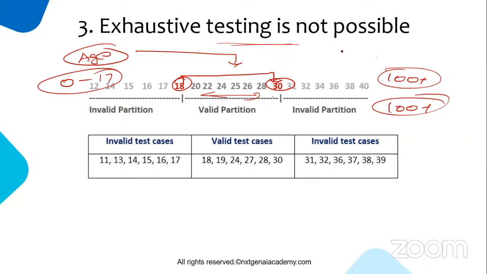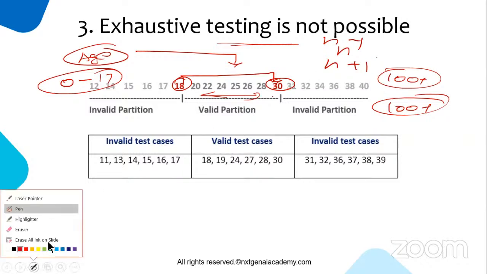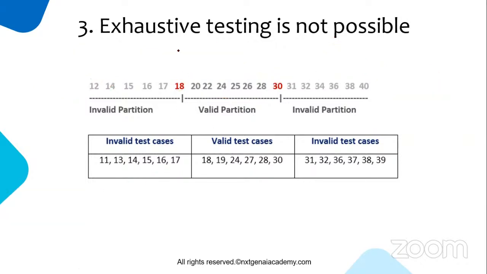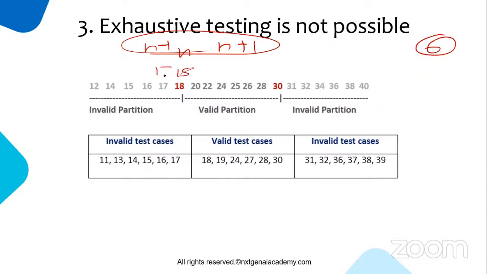In this example, we have something called n minus 1, n plus 1. This is the concept we will apply. If we apply that concept for 2 ranges, just 6 values is enough to test this age factor. So n means 18. N minus 1, 17. N plus 1, 19. We call this boundary value analysis. Then here 30, n minus 1, 29, n plus 1, 31.